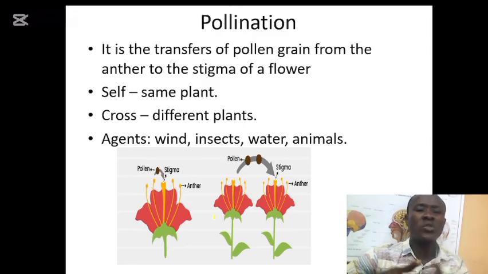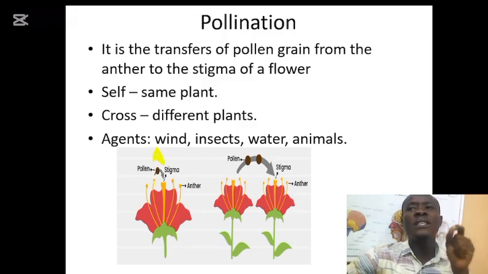So now let's talk about pollination, which is the transfer of pollen grain from the anther to the stigma of a flower. That is the definition of pollination. We have two types of pollination. We have self-pollination, which we have in this first diagram here, which I'm going to label as A. In here, the pollen grain transfers from the anther to the stigma of the same flower on the same plant.